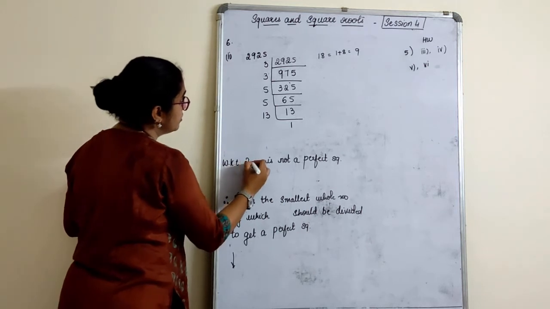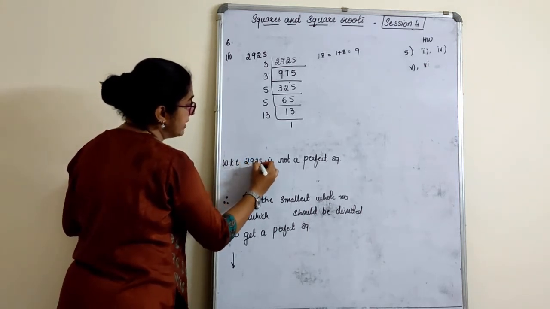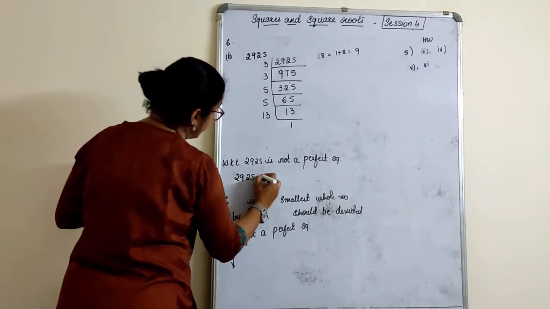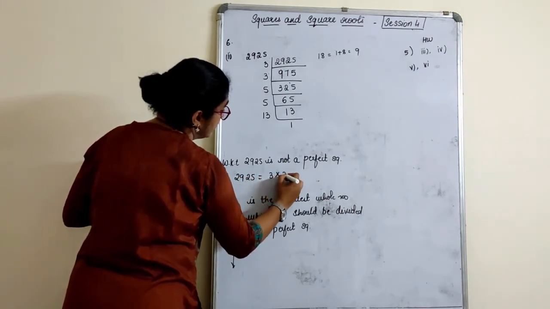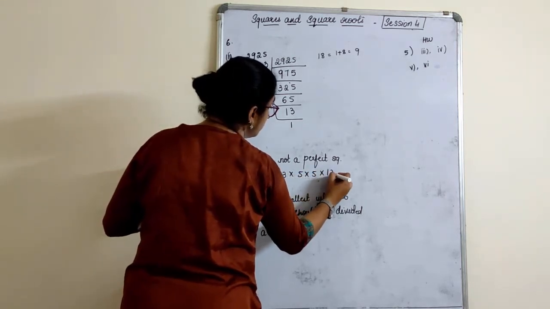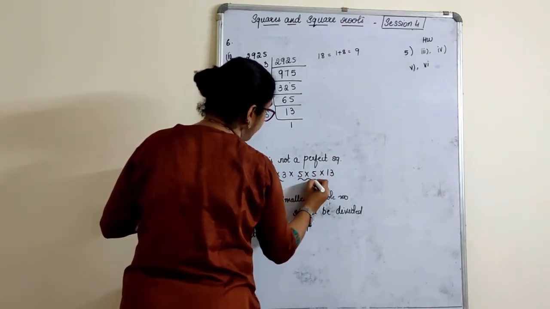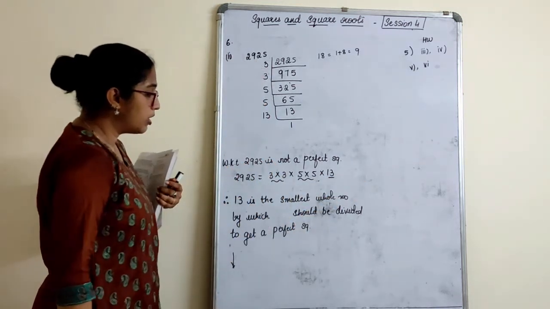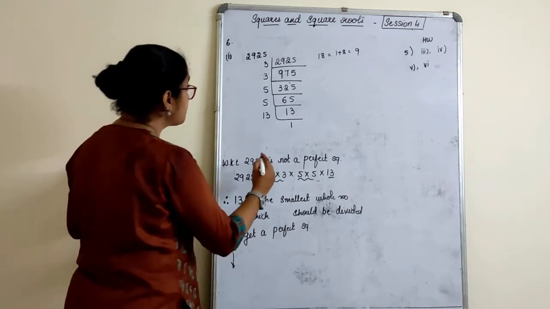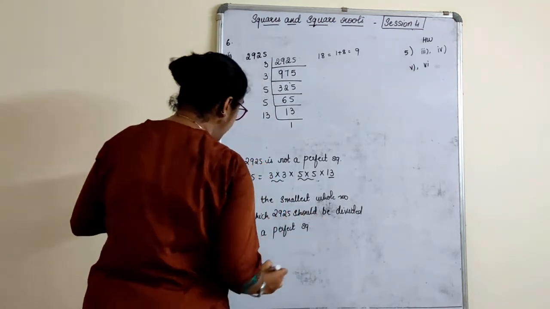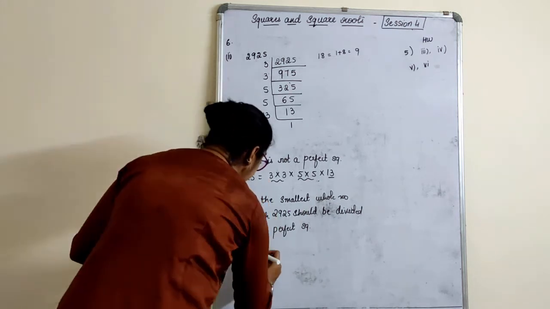So we know that 2925 is not a perfect square. So 2925 is equal to 3 into 3, 5 into 5 into 13. So 3 has a pair, 5 has a pair, 13 does not have a pair. 13 is the smallest whole number by which 2925 should be divided to get a perfect square.